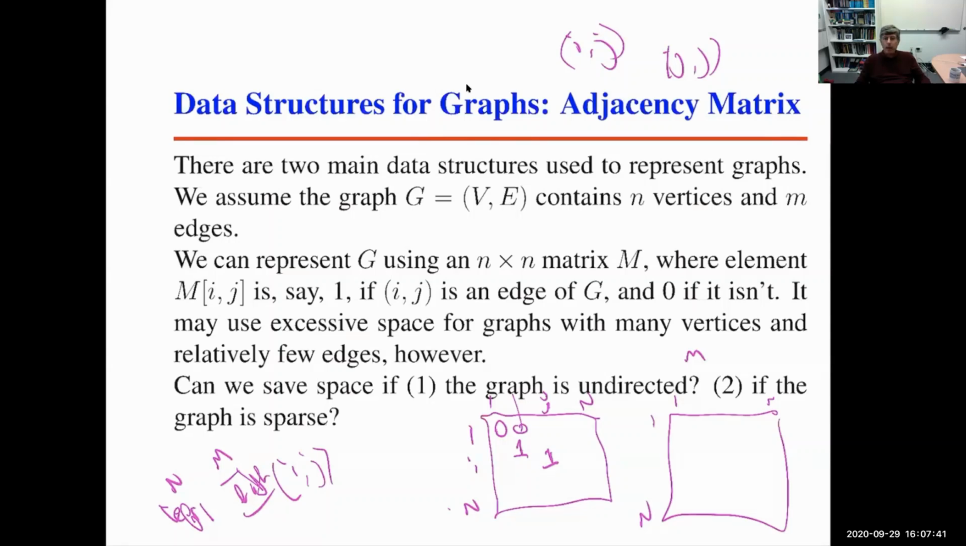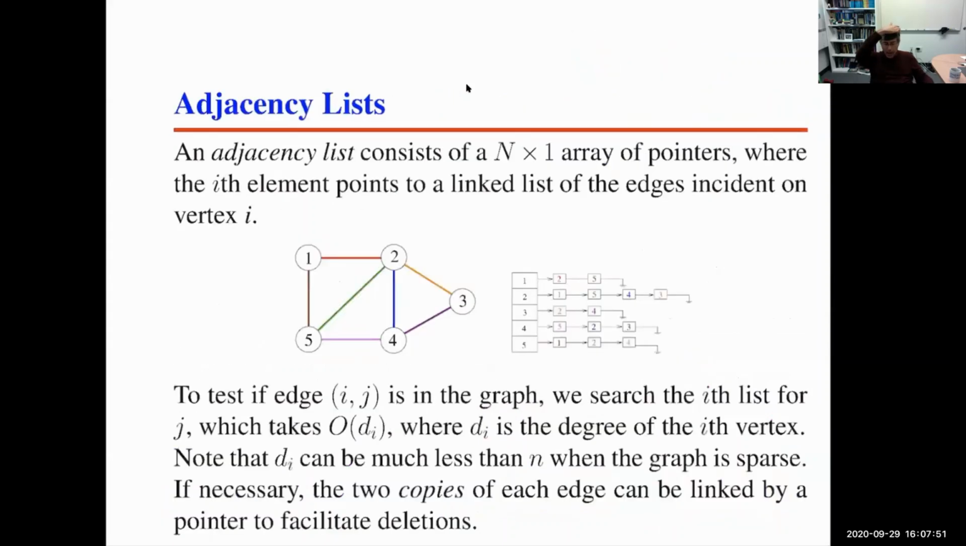Any questions about that? Do people see how you can represent a graph by an adjacency matrix? Okay, good. Now, a more space-efficient way of storing graphs that are sparse, which is almost all the interesting graphs in the world, is an adjacency list. And in general, for almost all of our problems, we're going to use an adjacency list data structure.